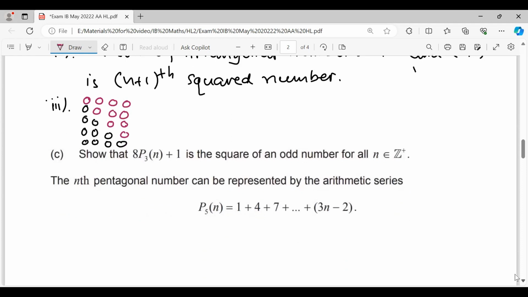So that 8p3n plus 1 is the square of an odd number for all n element of integers. The nth pentagonal number can be represented by the arithmetic series p5n equals 1 plus 4 plus 7, and the term is 3n plus 2. Okay.